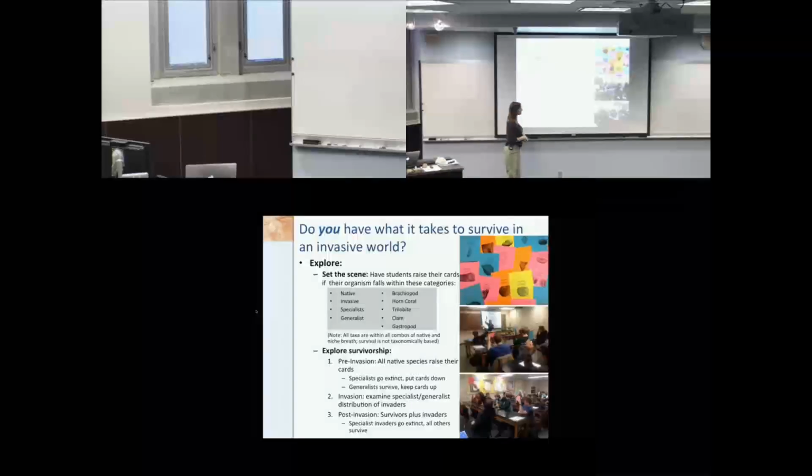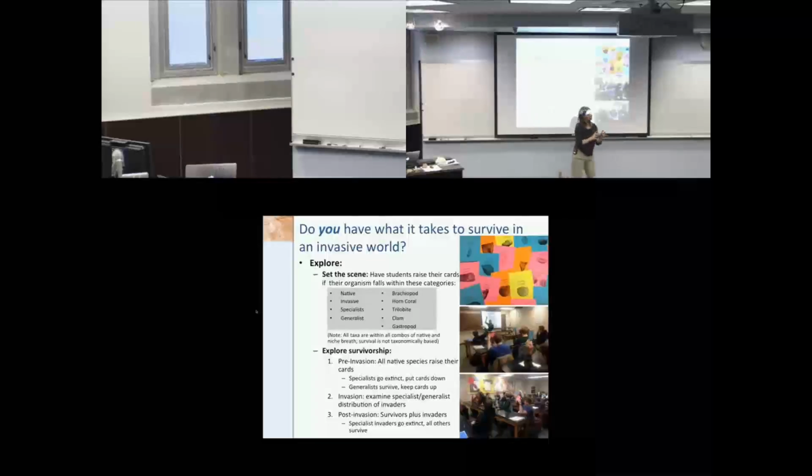So if you are still a surviving generalist, put your card back up. Let's explore what kind of species are making it in this world. Do we have any brachiopods? Yeah. Do we have any horn corals? Yeah. Do we have any trilobites? Super clams. Yeah, I know. And gastropods. Awesome. All right, so great, thanks.